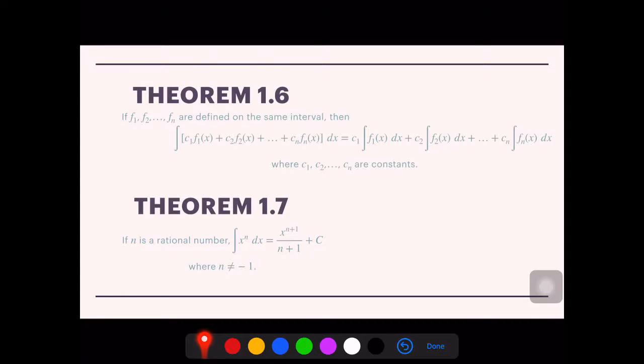And lastly, theorem 1.7 would be for exponentiated expressions. That is, if n is a rational number, and we have to get the antiderivative of x to the power of n, it will simply be x to the power of n plus 1 divided by our new exponent this time, which is n plus 1, plus c, with the consideration, of course, that n is not equal to -1.